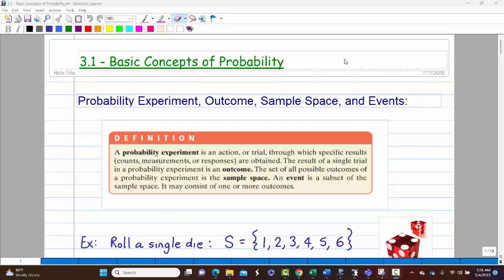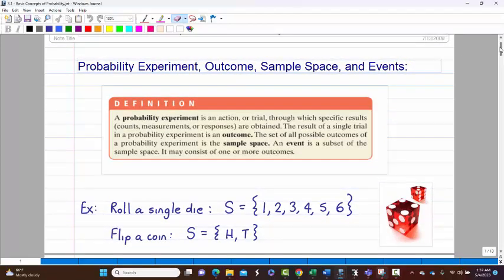Hello, this video is called The Basic Concepts of Probability. It's section 3.1 in the Larson book, so let's take a look at what we've got here. Now we're going to start out with some terms that are used in probability: probability experiment, outcomes, sample space, and events.